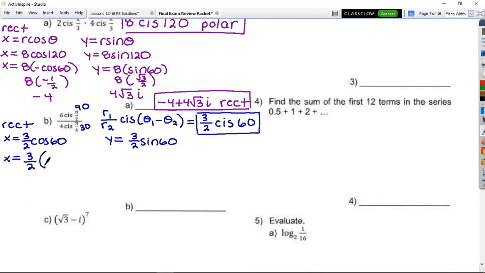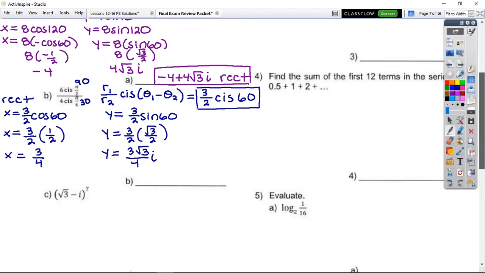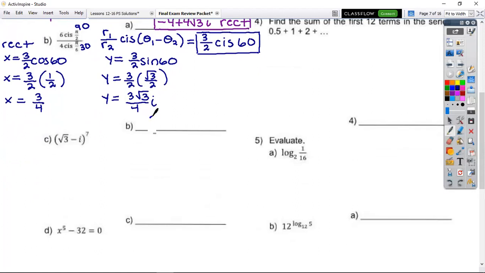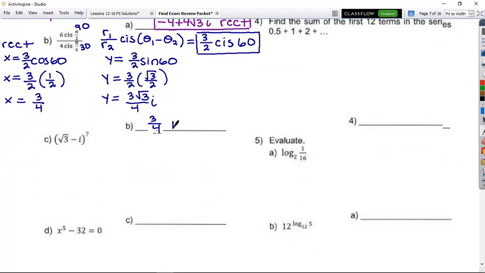So 60 degrees is already in quadrant 1, so everything's positive. So cosine of 60 is 1/2, yep. So this one is x equals 3/4. Other side, y is equal to 3/2 times radical 3 over 2. And my y value is 3 radical 3 over 4, and then I. All right, so you make your answer look just like the one above. So I have 3/4 plus 3 radical 3 over 4 I.